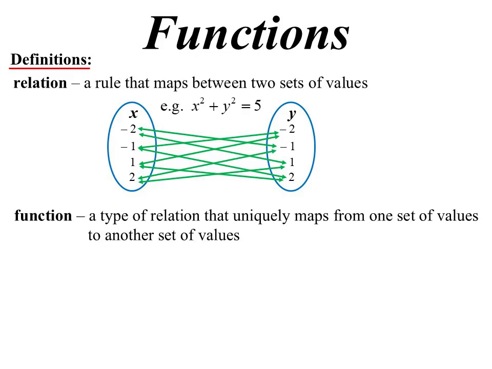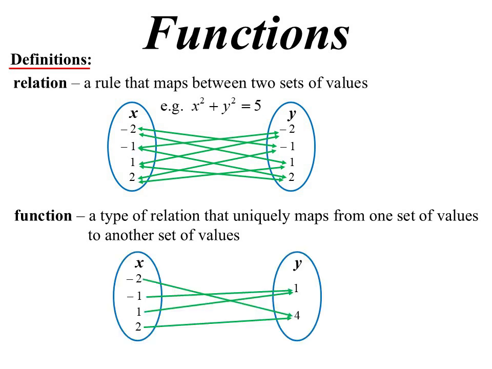But then we have a very special type of relation that we call a function. And a function uniquely maps from one set of values to another. So something like this. It uniquely maps, because what we're saying is, this x value of -2, there's only one number it'll go to. And the same for every single number in that set. It'll only go to one number.